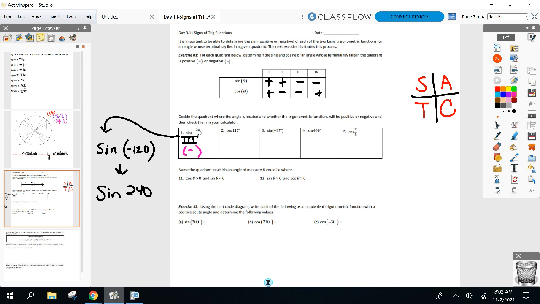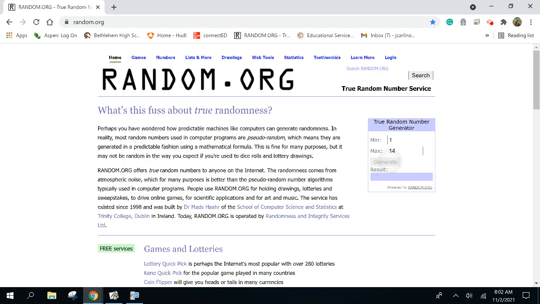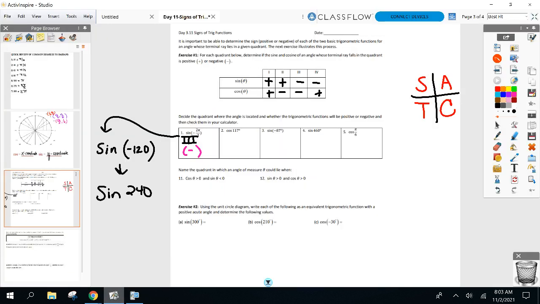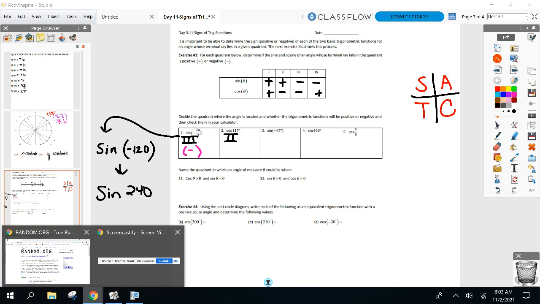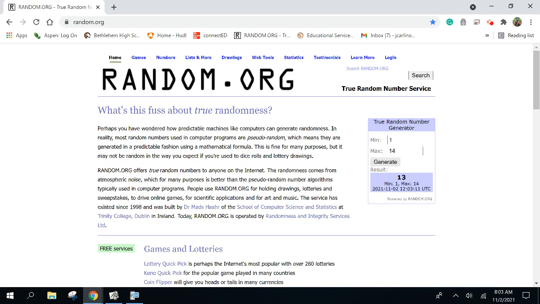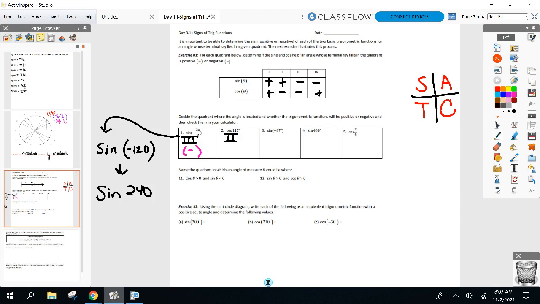Let's keep going. 117. I don't have to change a darn thing. What quadrant am I in? Second quad. What do I know about cosine in the second quadrant? Positive or negative? Negative. Stop me if you want me to explain why. Negative in the second quadrant.